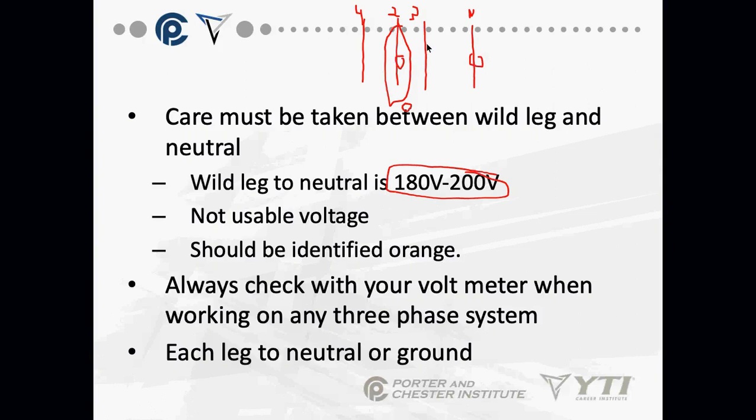I can't use that voltage. I can go from 1 to neutral and I have usable voltage. I can go from 3 to neutral and I have usable voltage. I cannot go from that lead labeled orange, that's considered the wild leg, to neutral.